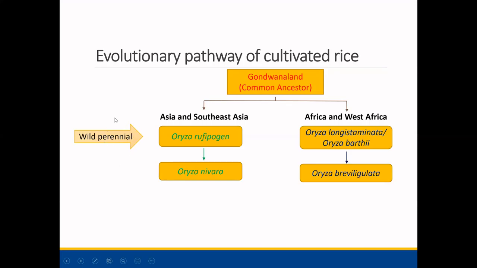Wild type perennial means, I hope you know the difference between annual and perennial. To remind you, annuals are the crops that complete their life cycle within one year. Perennials grow for long, more than five or six years. Sometimes, like perennial trees, they grow for years. That's what we call perennial. So you should know the ancestor of the rice was a perennial.